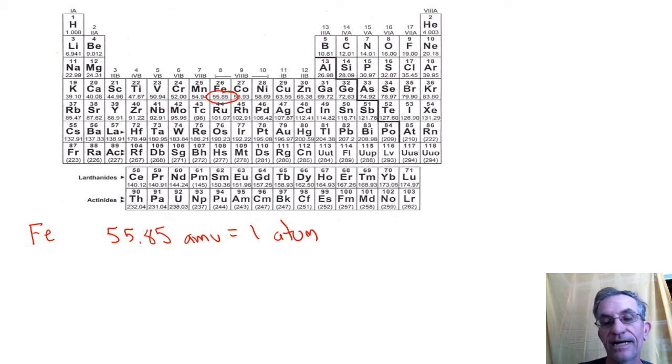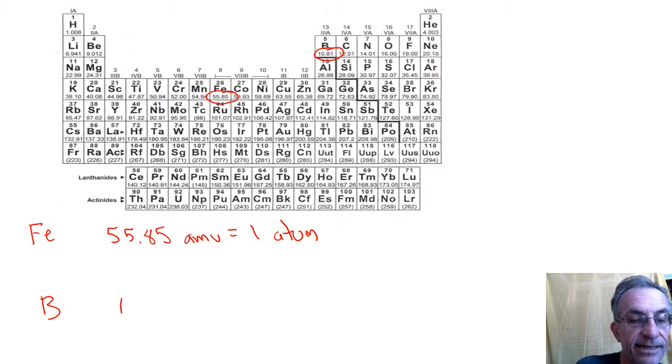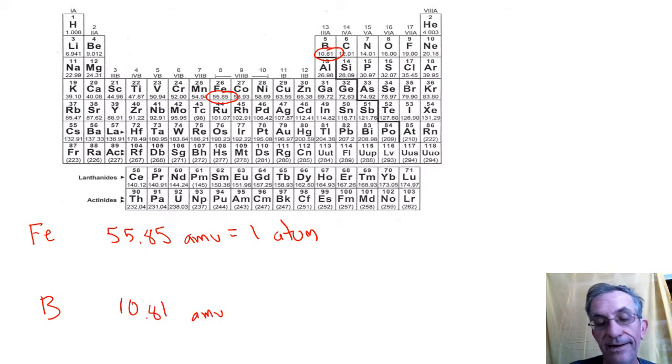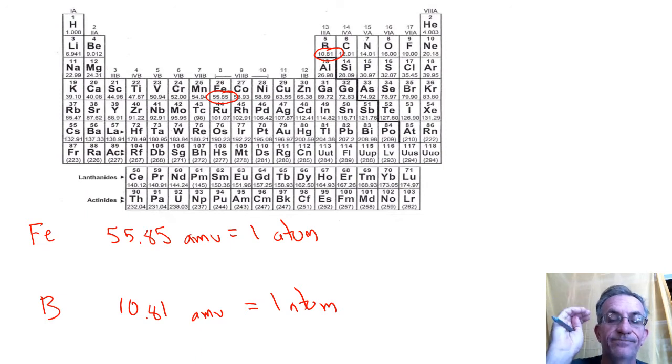Or if we do another example, maybe we'll do boron. For boron, the weight of one atom of boron is 10.81. One atom of boron weighs 10.81 AMU. All right. So these numbers on the periodic table tell you the weight of one atom. But there's another way to interpret them. We're going to use the same number, but we can use it in a different way.